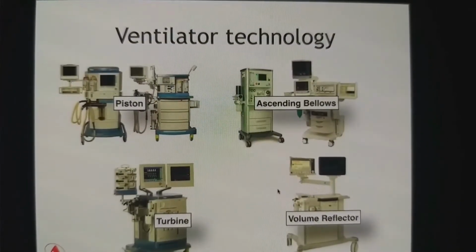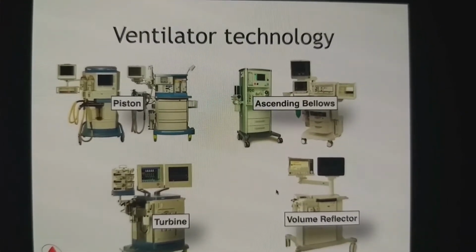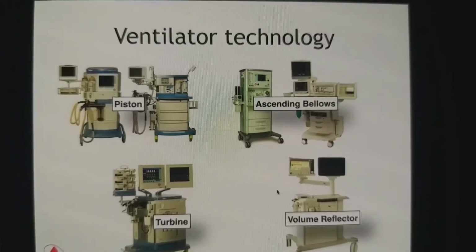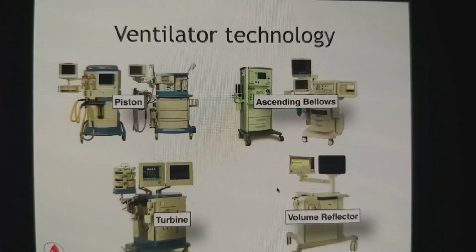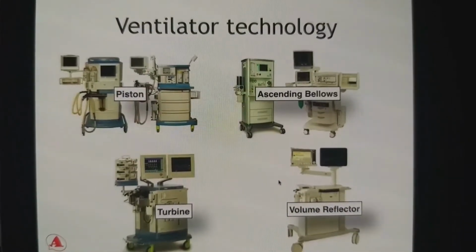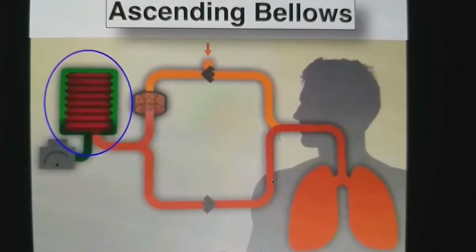Now there are 4 types of ventilators which are there in a majority of the anesthesia machines used in the world. One is called piston, another is called bellows technology, which is essentially called ascending bellows. There is also a turbine, which was essentially an ICU technology, and a volume reflector. So first we look at the ascending bellows.